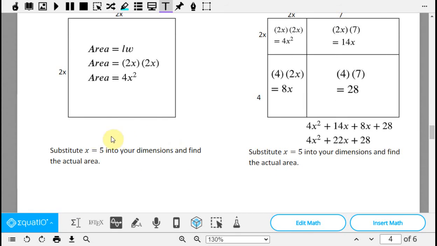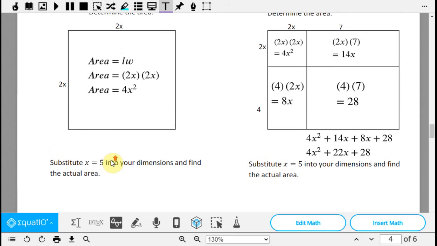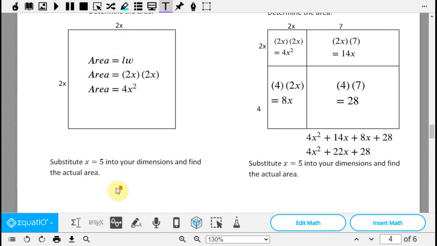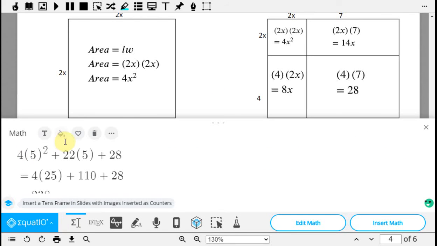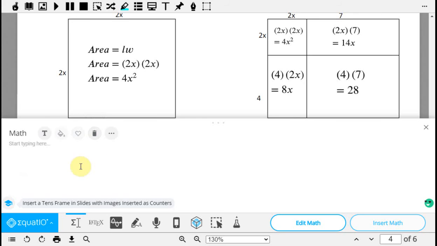Now what we're being asked to do is substitute x equals 5. So what that's saying is if x were 5 in these questions, what would be the actual area of the square? And notice that in this case, if x is 5, that makes this side 10 and this side 10, and that should sound familiar to what we had just done. Put the 5 into the dimensions of each of these squares and calculate what their area is using the formula area equals length times width once again.